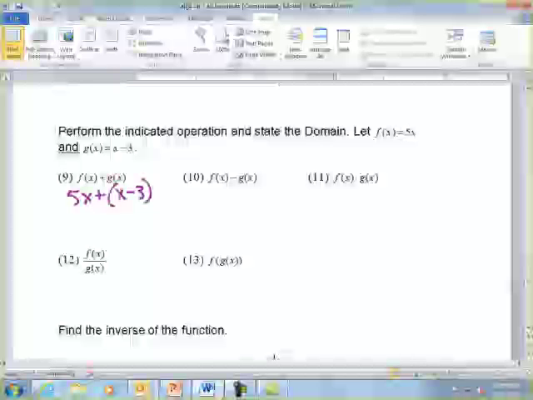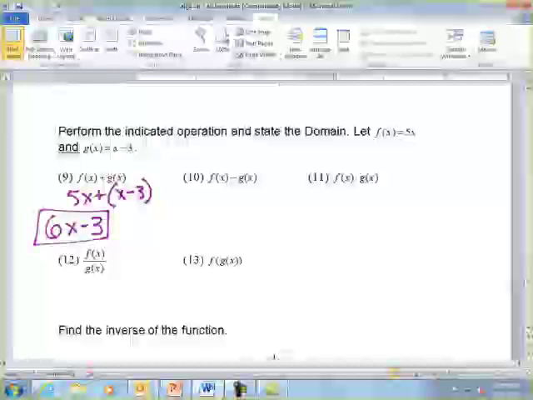minus 3. I put parentheses around g of x since it has more than one term. Sometimes those parentheses will make a difference. In this problem, not really so much because distributing a positive doesn't really change anything. So we combine like terms and we get what? 6x minus 3.